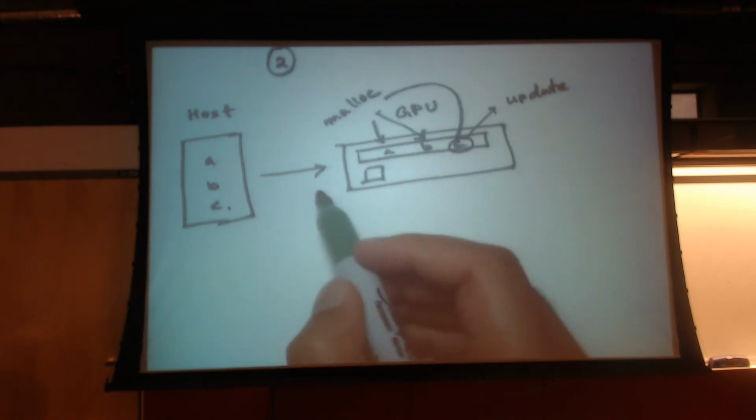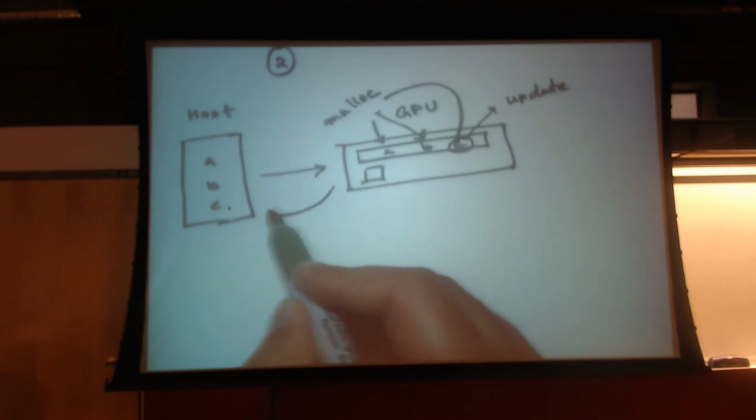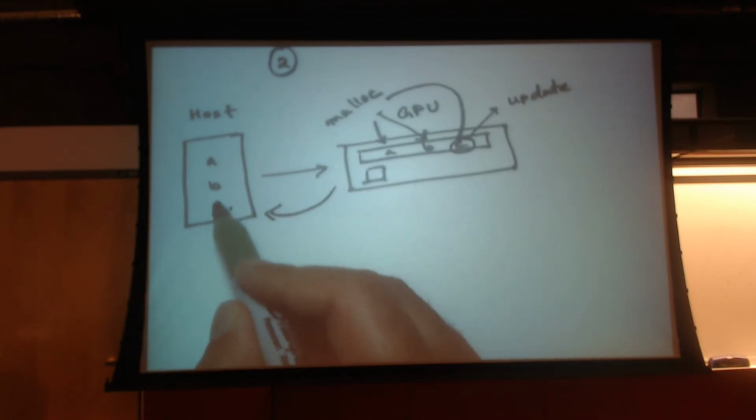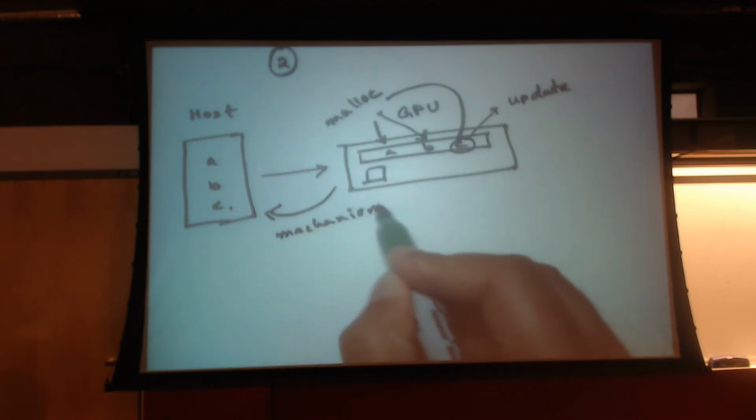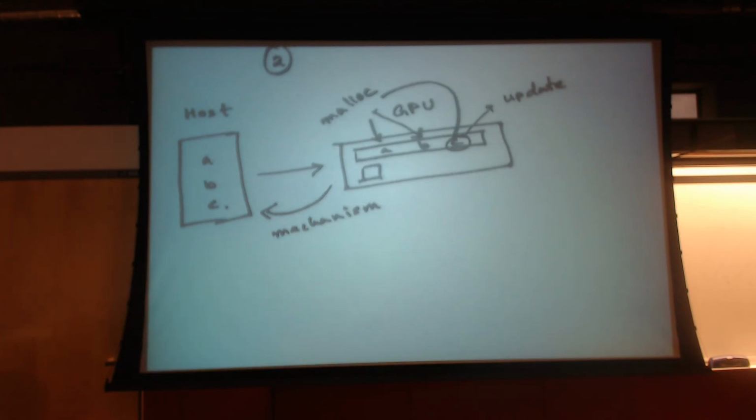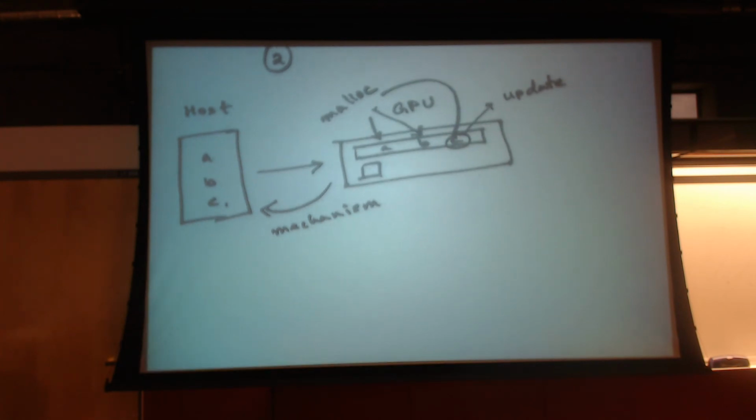Now there has to be some mechanism to update the host code values A, B, and C. So what we'll see next is this mechanism, how to update the host code values. Whenever we call this kernel function, it does not update anything in the host. It just updates the variable or memory location in the GPU main memory. Now you have to have some form of mechanism to update. So let's see what the mechanism is.